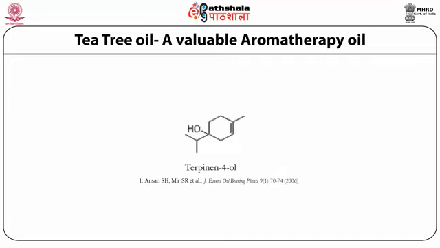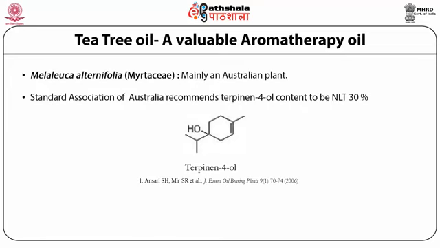Another good example of the analysis of oil by GCMS is tea tree oil. Here the tea tree oil has been evaluated and it has been found that Indian tea tree oil has terpene 4-ol to the level of about 50%. So it is much above the standard content prescribed by the Standard Association of Australia, which limits it to not less than 30%. So Indian tea tree oil contains around 50% of this constituent.